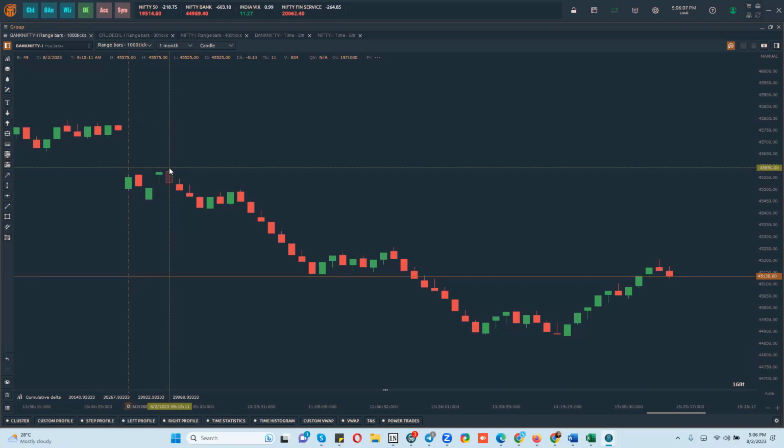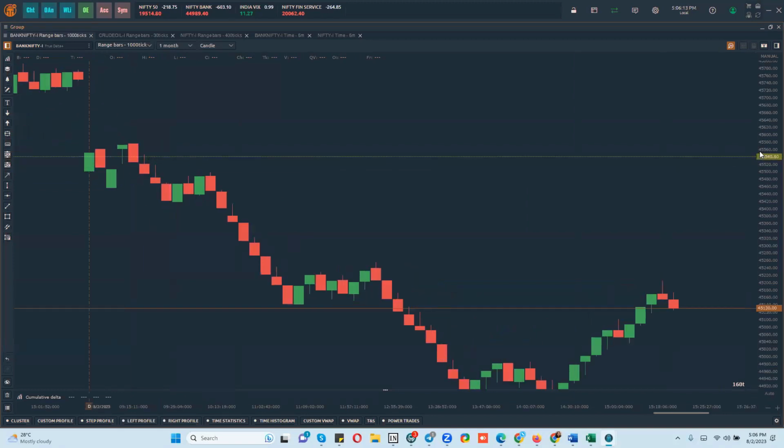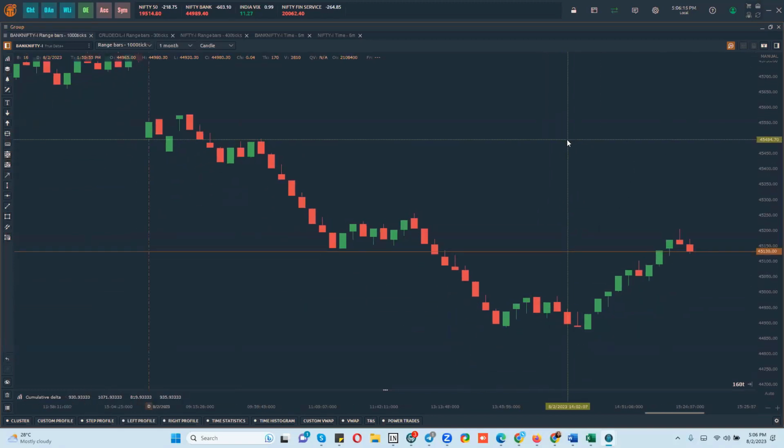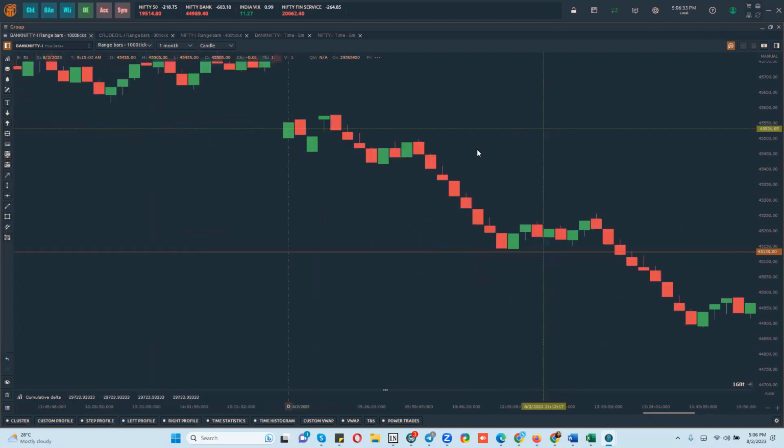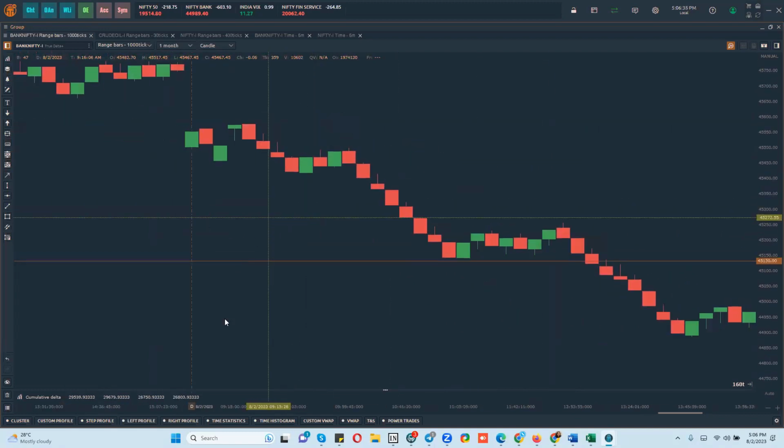Is this clear to you all? In a range bar chart, every candle is of the same size. If you look at the high and low, they will have a 50-point size. It will not be bigger than 50 points, because every time the market moves 50 points, it will form a new candle. Those who cannot see it, just look at the bottom where the time is. You can see the time here.